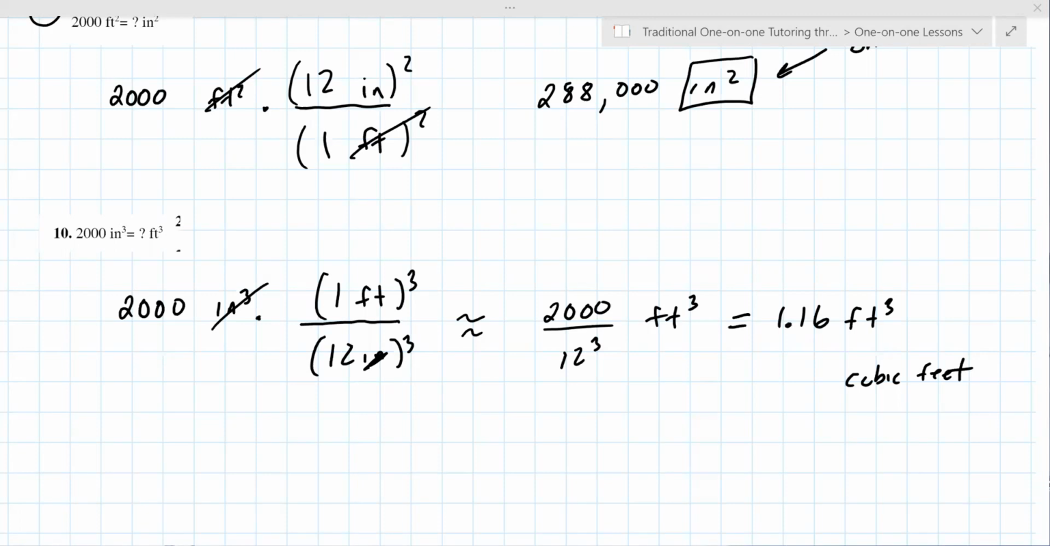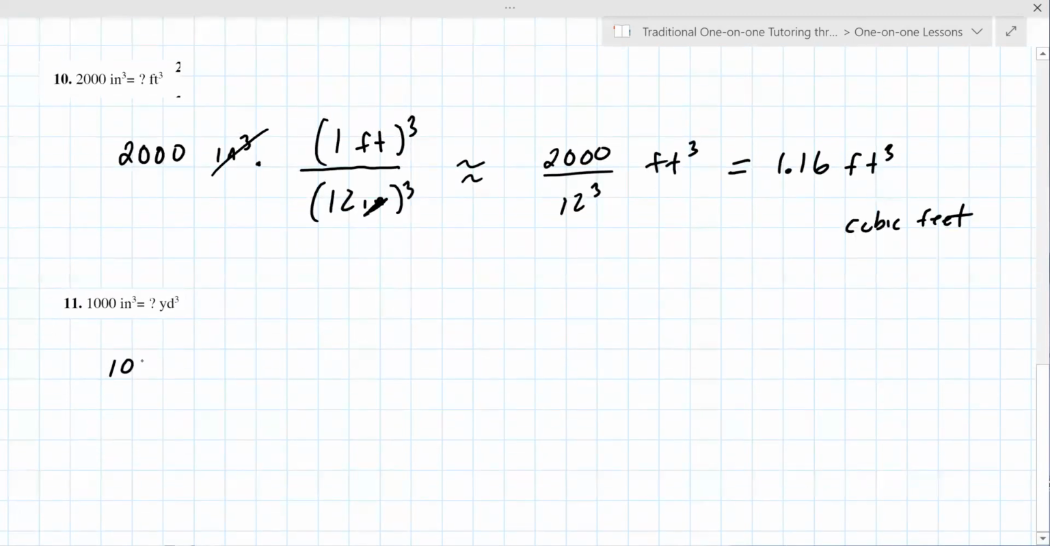All right, so there's 11. Grab that. So we got 1,000 inches cubed. Here's what we can do. There's inches to feet, and then there's feet to yards. This is the best way to do it. So it's 12 inches in 1 foot, and then there are 3 feet in 1 yard. Do you follow that? Yeah, I do.